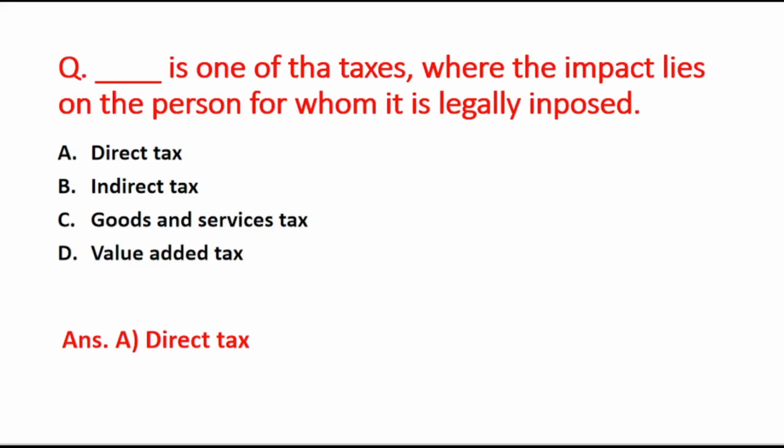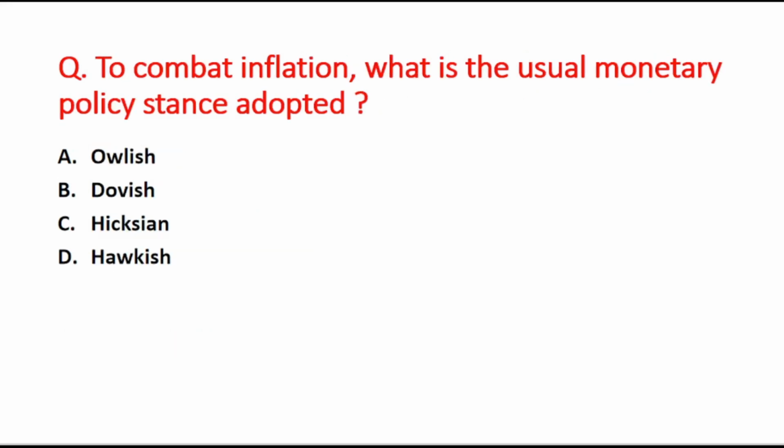Next is, to combat inflation, what is the usual monetary policy stance adopted? A option is Polish, B option is dovish, C option is Hicksian, and D option is hawkish. Right answer is option D, that is hawkish model.